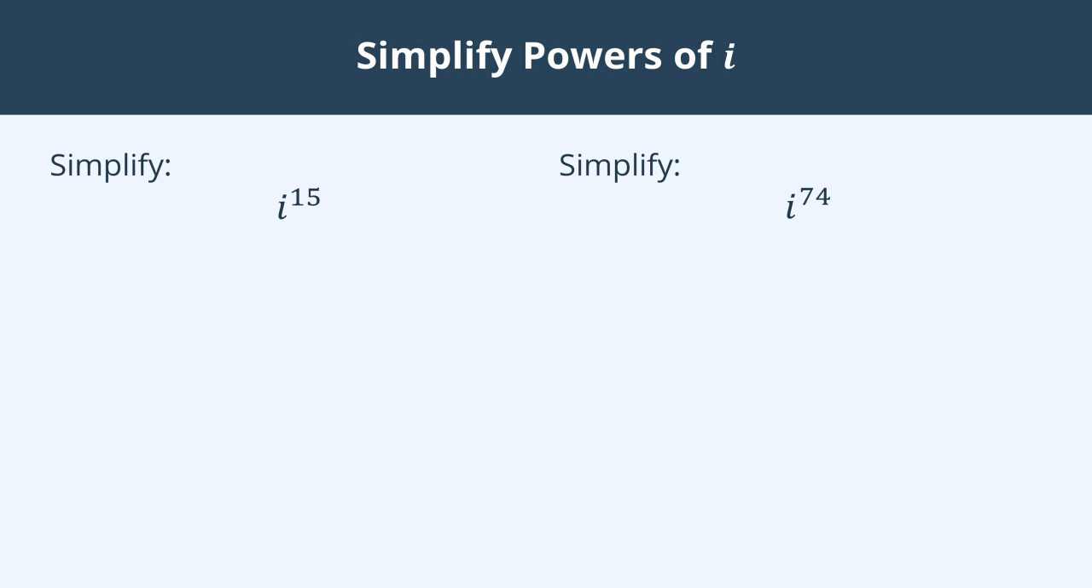In this video, we're going to simplify two powers of i. So in order to do that, we first need to talk about i in general. i is equal to the square root of -1. When I square i, I'm going to get -1 without the square root.